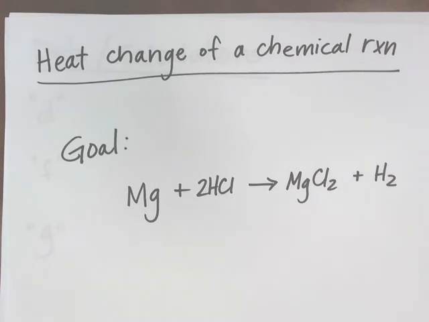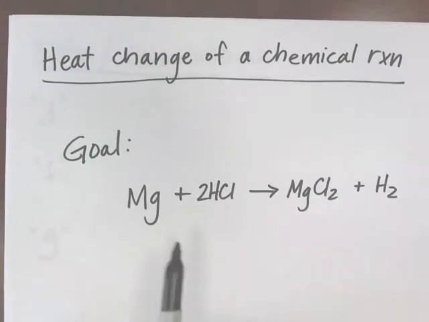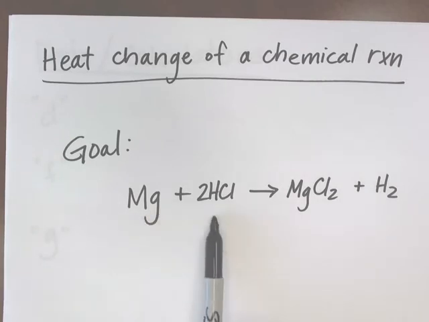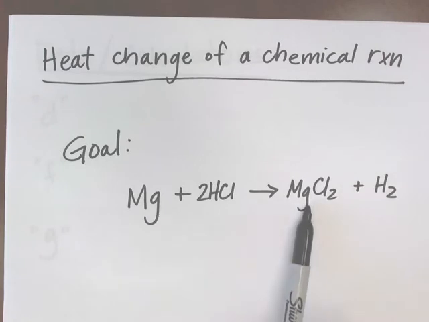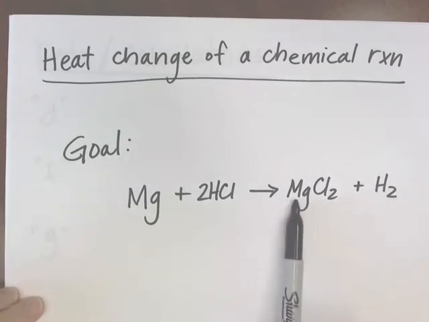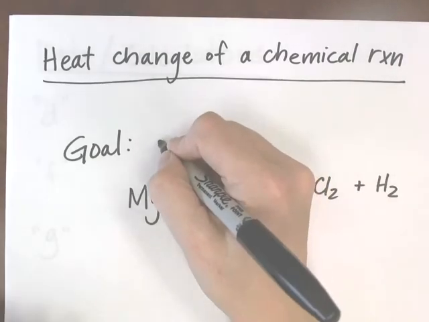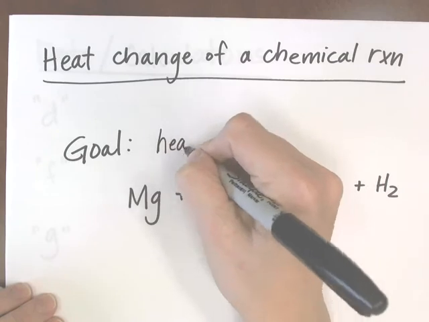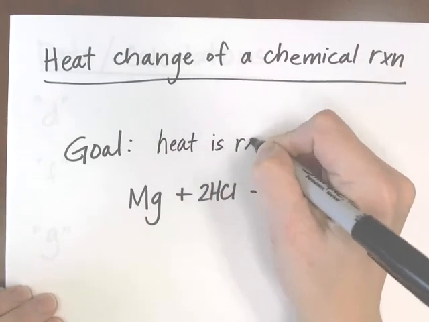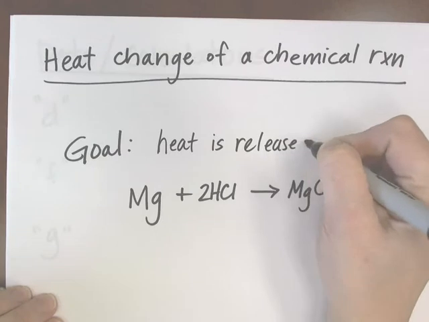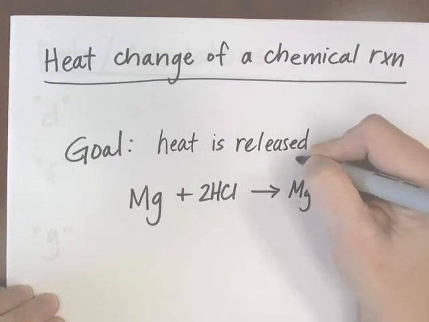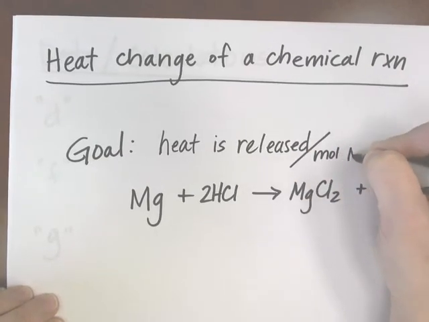In this lab, we're going to be looking at the heat change that takes place during a chemical reaction. So we're going to conduct this reaction by dropping in small pieces of magnesium into hydrochloric acid, and our products are magnesium chloride and hydrogen gas, but we're really not interested in these products as much as we are interested in how much heat is released. And we're going to measure that and report it per mole of magnesium.